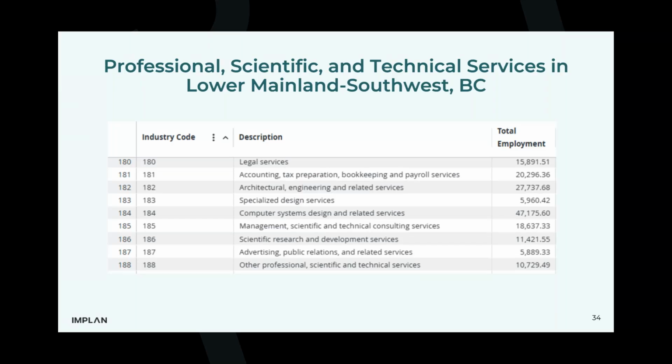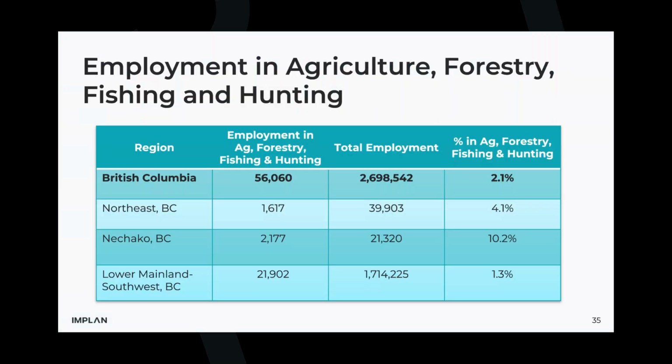Finally, let's move on to our last example, and let's look at the broad agriculture, forestry, fishing, and hunting industry. So at the province level, this industry accounts for about 2% of provincial employment. But again, the regional perspective provides some really vital context. The Nechako region is heavily dependent on this sector, where it makes up over 10% of regional employment. This is nearly 10 times the share of that in Lower Mainland Southwest.